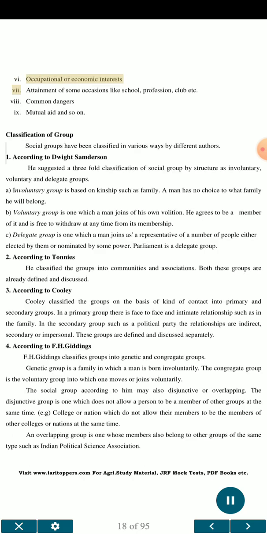5. Occupational or economic interests. 6. Attainment of some occasions like school, profession, club etc. 7. Common dangers. 8. Mutual aid and so on.